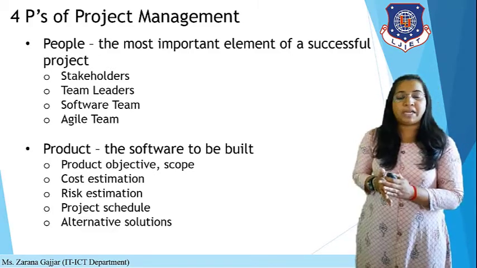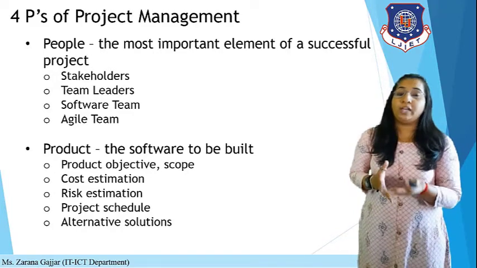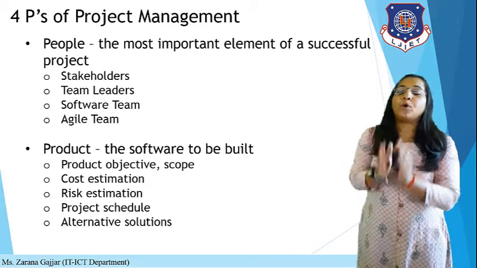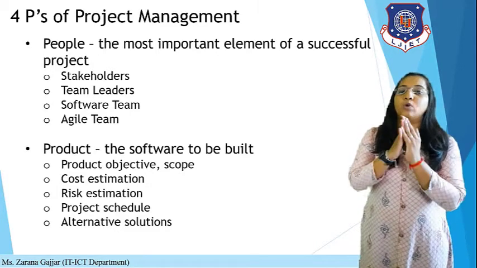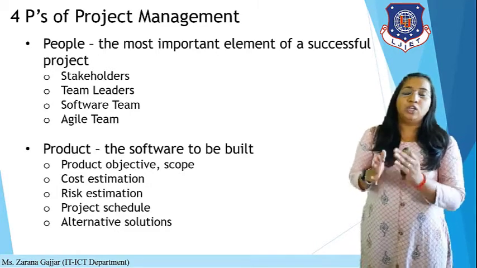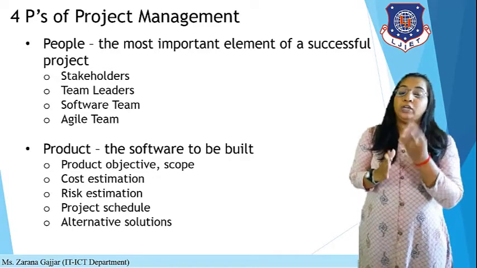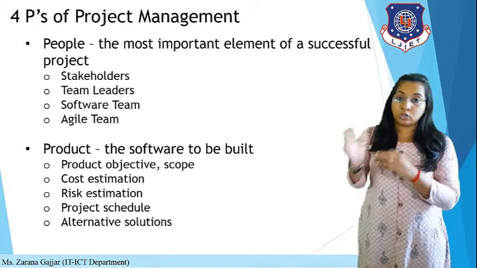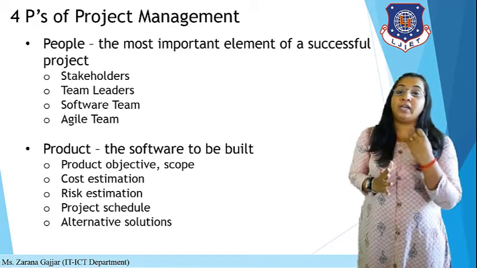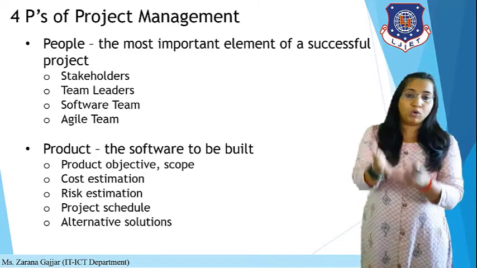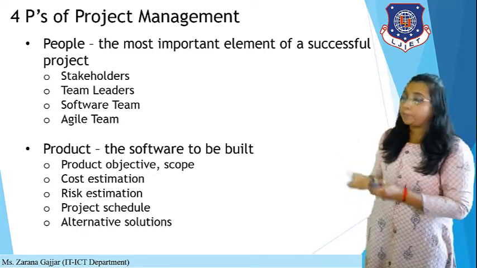So the project manager defines a scope to accomplish the outcome. Here all the project related activities are going to be placed. The project manager will define the objective and scope of the product. He or she will define the total overall cost, then identify the risk, then project scheduling and alternative solution. So this is about the product.